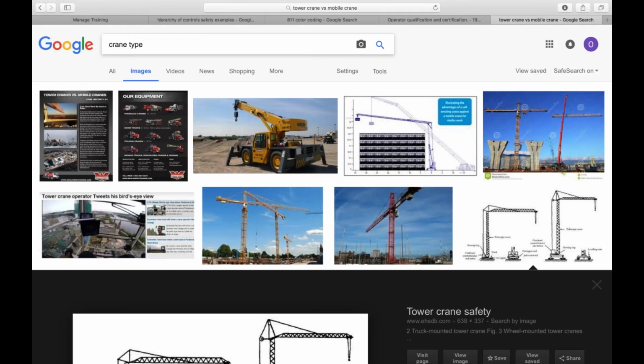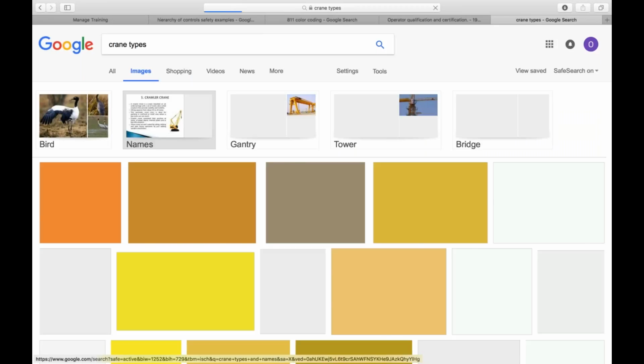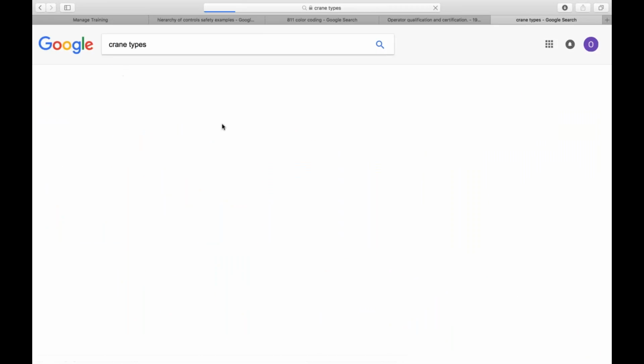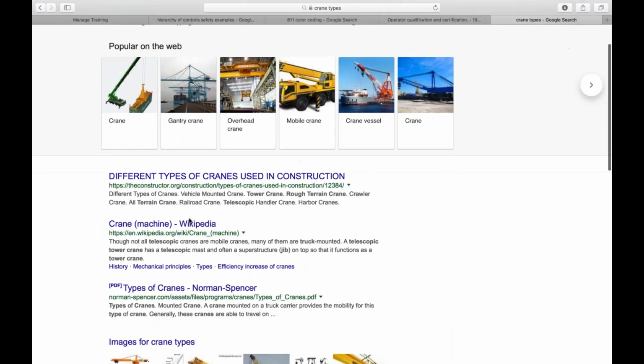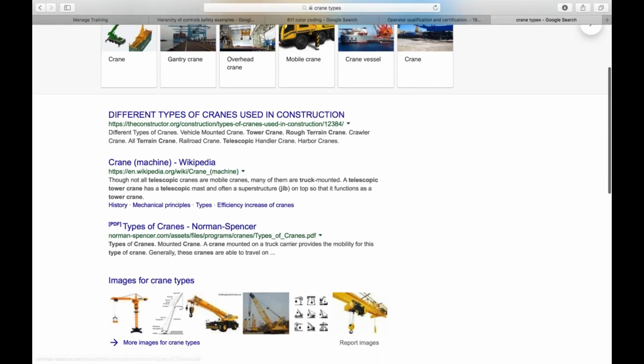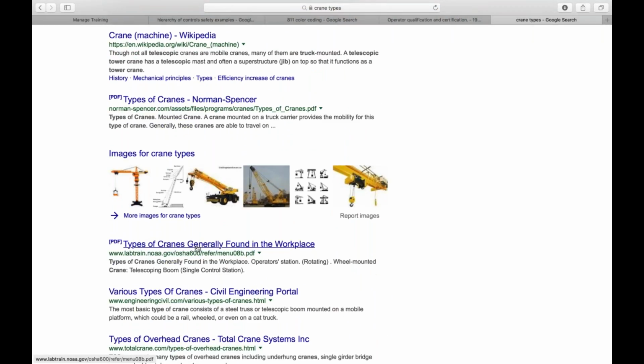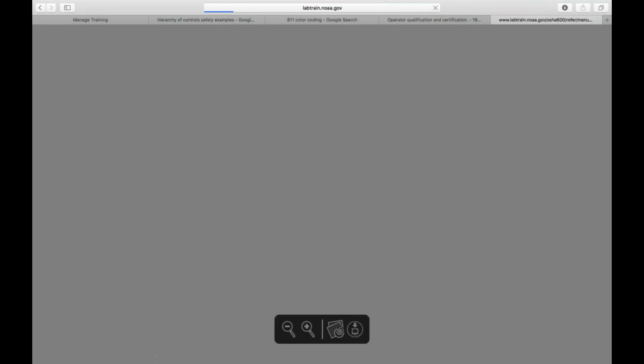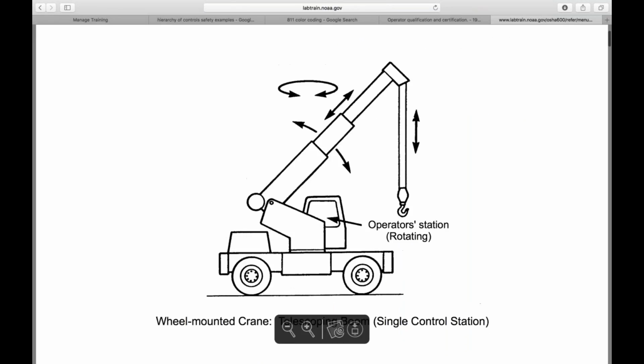Crane types, file type PDF. It's going to be very simplistic. All it is is hand drawings like what you see down here. It's actually one of my favorite handouts that I found online. Let's see if it's still here. Okay, here you go. Perfect example.